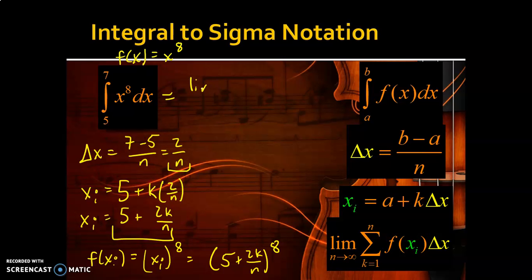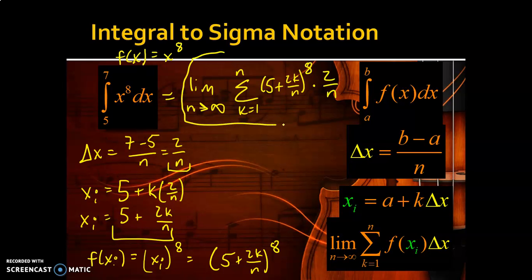So we'd say it's the limit as n approaches infinity, going from k equals 1 to n. I'm going to plug this in as my f of x sub i. So 5 plus 2k divided by n to the power of 8, and then times delta x, which was 2 over n. And that's it. So it's just a matter of memorizing these formulas, finding a and b from your problem, finding the function rule from your problem, and then plugging in all the pieces. All right, let's do one more example.